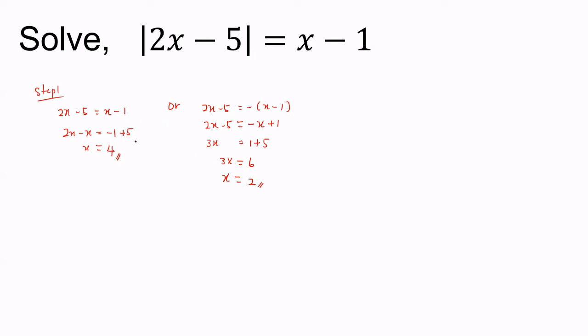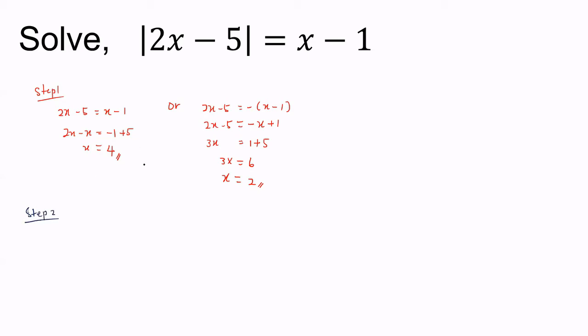All right, now step 2: we're going to determine whether the critical points satisfy the condition. In order to identify whether the critical point satisfies the absolute value equation, we substitute it in and check that the value on the left tallies with that on the right.